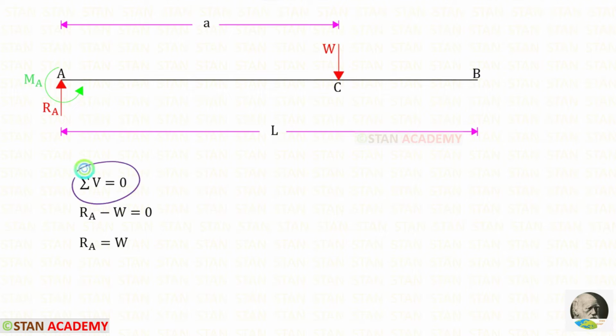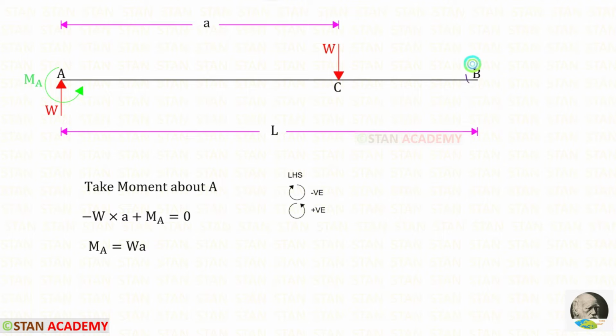Let us apply this rule and find RA. RA is acting upwards so that it will be positive. W is acting downwards so it will be negative. For RA, we will get W.